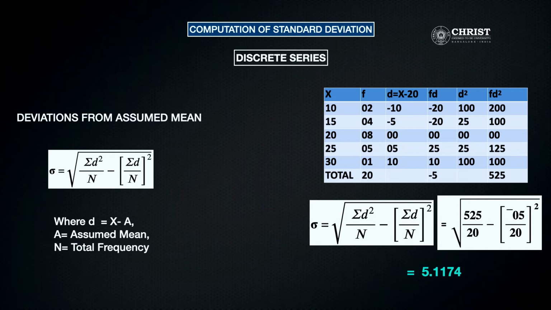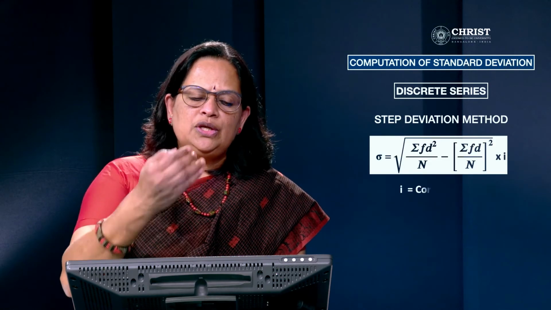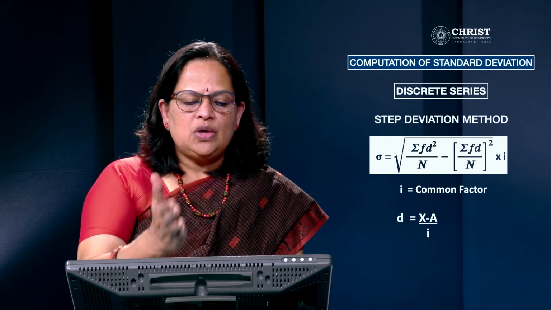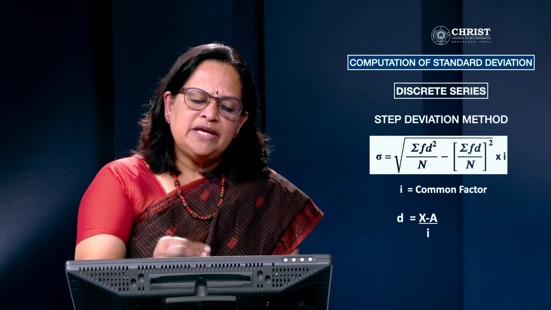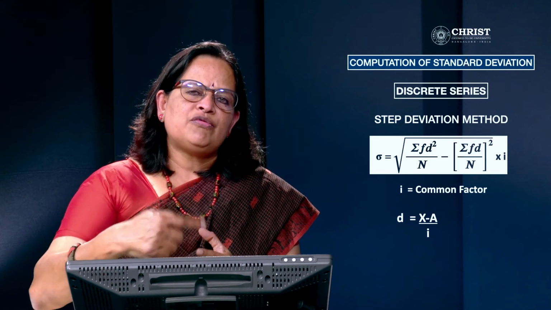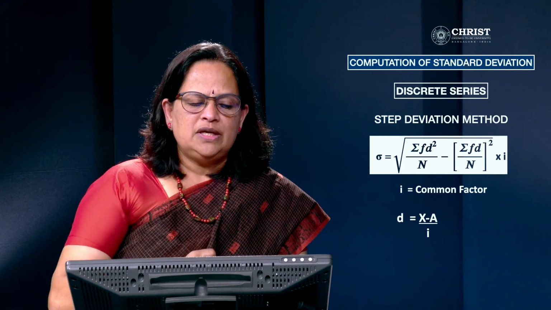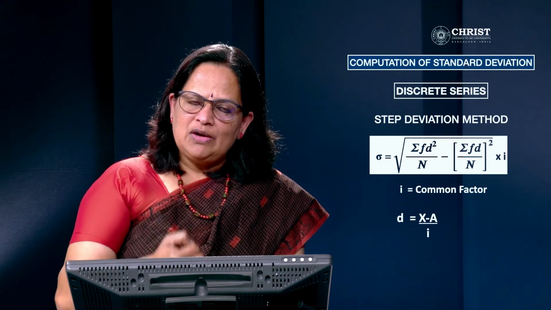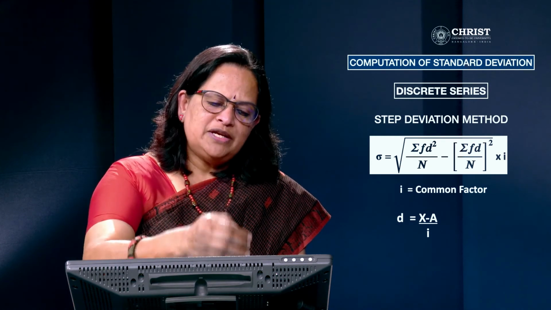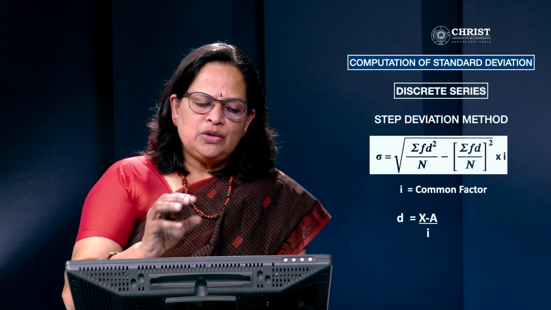So you will get 5.1174. Now the step deviation method, I told you this will simplify the computations, and standard deviation is equal to the same formula, the only difference is that you have to multiply with a common factor. So in this equation, i is the common factor. In a discrete series, the difference between the values is 10 or 5, and that will be the common factor. So d is equal to, when we calculate the deviations, values of x minus assumed mean divided by the common factor. So that you have to remember.